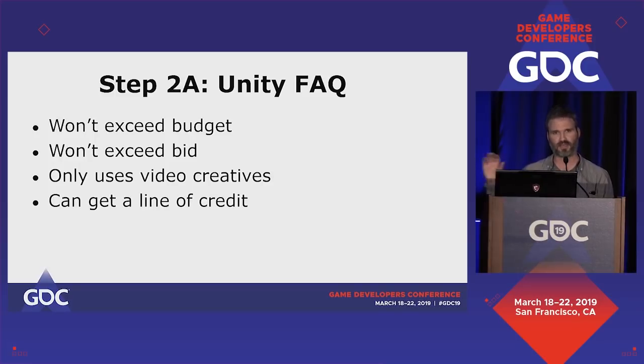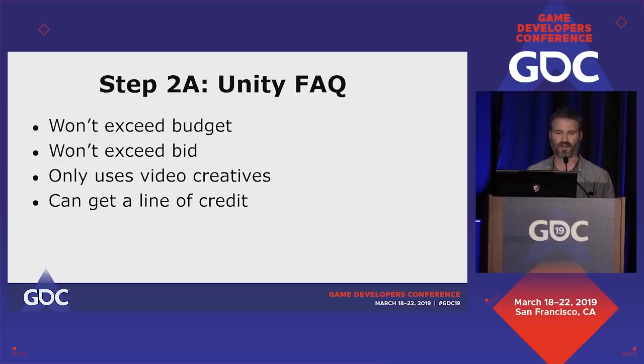On Unity, it's not going to exceed your budget or your bid. So this is actually really great if you're doing scrappy marketing, because you'll wake up one day and instead of blowing the budget out and having overspent doing user acquisition, your traffic will just disappear, right? So your bids won't go up. They will just disappear entirely.